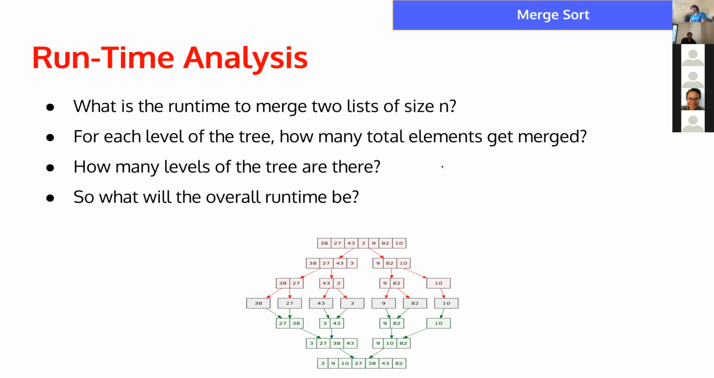All right, so runtime analysis. Recursive algorithms can sometimes be a little bit tricky to reason about the runtime, but let's see if we can take a shot at this. So first off, and I think this is a great question, what is the runtime to merge 2 lists of size n? If we have a list of size n that is sorted, and another list of size n that is sorted, and we're taking the smallest, taking the next smallest, zipping them together into a single result, what will the runtime of that be?